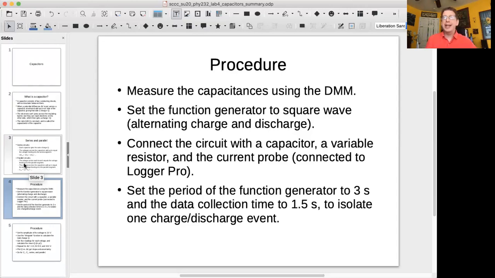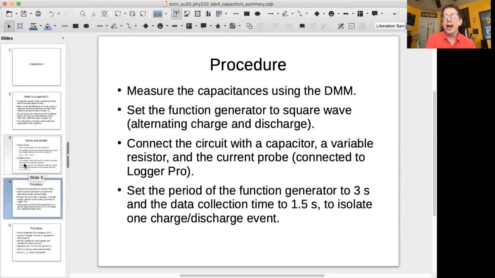And we're going to be setting it to the square wave mode. And so, if you set the amplitude to 2 volts, for example, for half the time, you're going to have a voltage of 2 volts. And in that situation, the capacitor is going to charge. So the capacitor is going to gain charge.